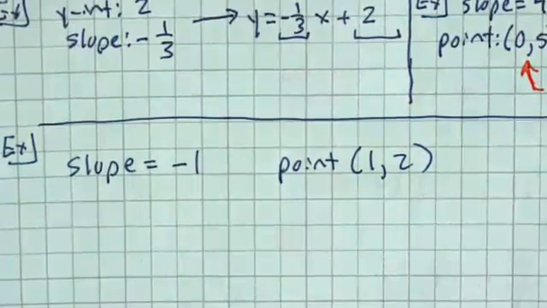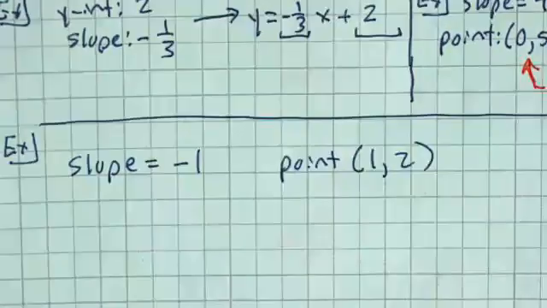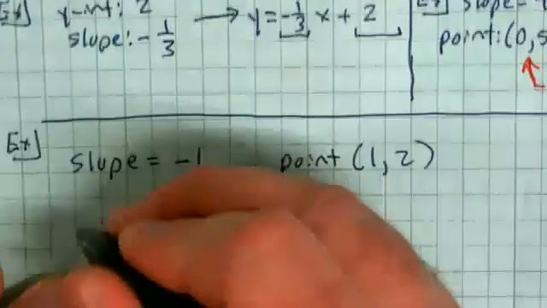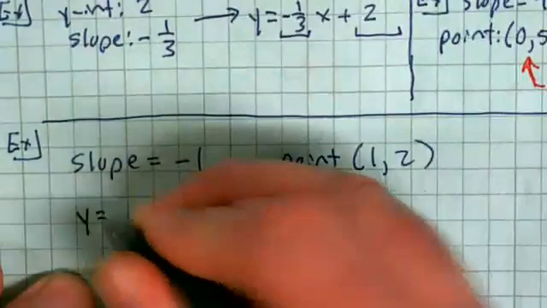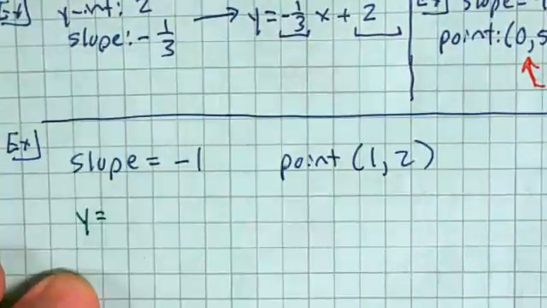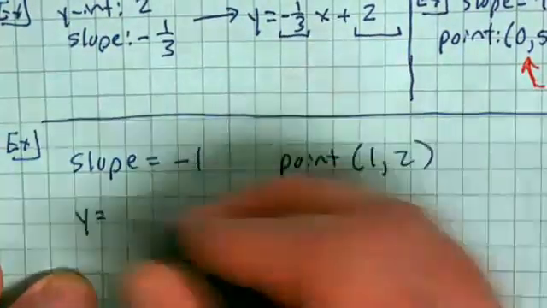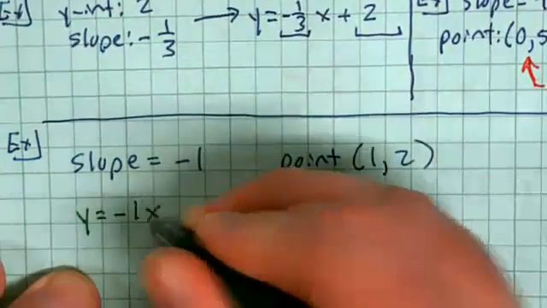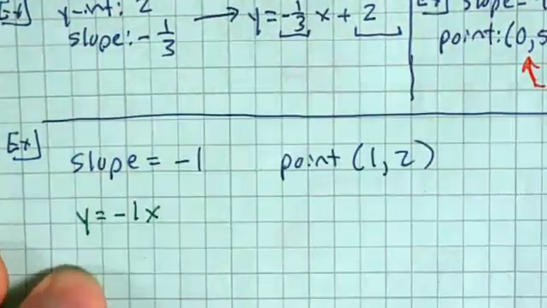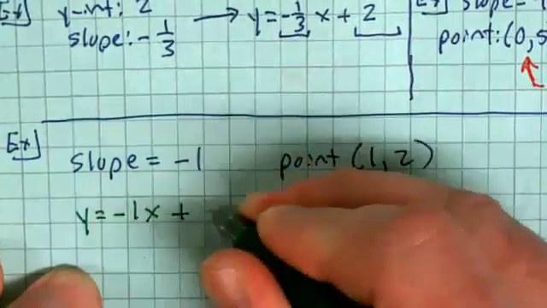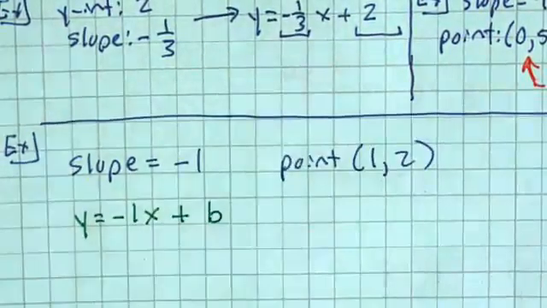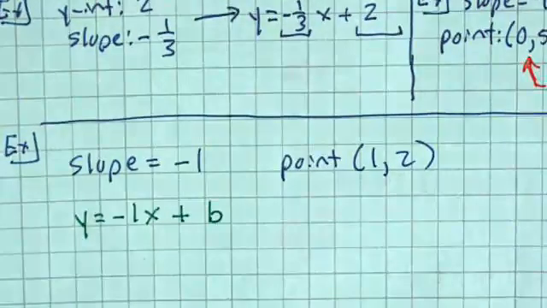So here's what we're going to do instead. I'm going to walk you through some steps here. So step 1, go ahead and write this down for me. Y equals, what would go in front of the x for sure? Negative 1 goes in front of our x because that is the slope. We're going to say plus b. I don't know what b is. Okay.